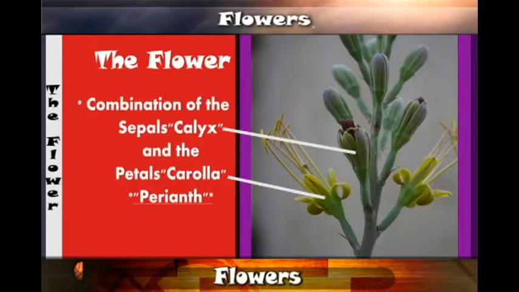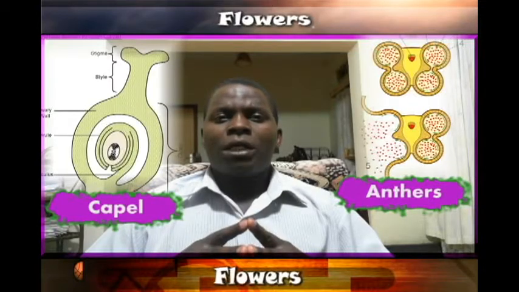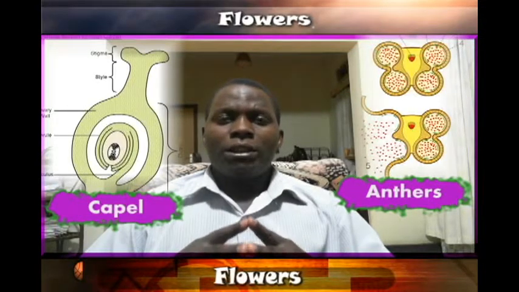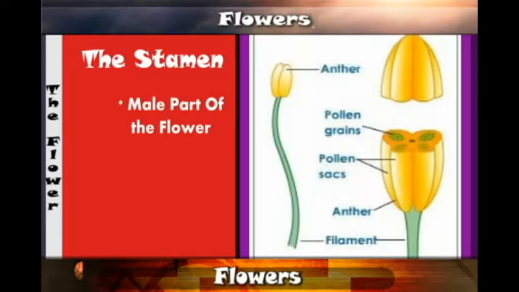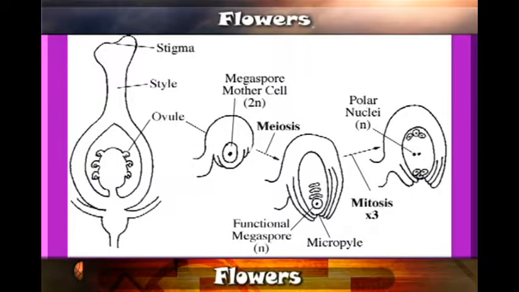Now you find that we have said that some of the parts of the flowers are the stamen and the carpel. The stamen is the male part of the flower, which we have referred to as the androecium, and it consists of the anthers and the filaments. Whereas the carpels include the stigma, the style and the ovary. That is the female part of the flower. The carpels that we call the gynoecium.